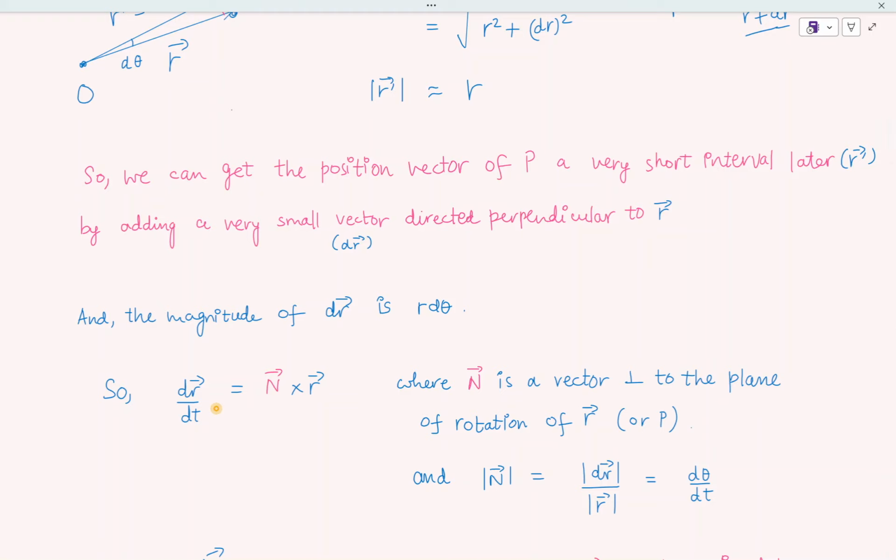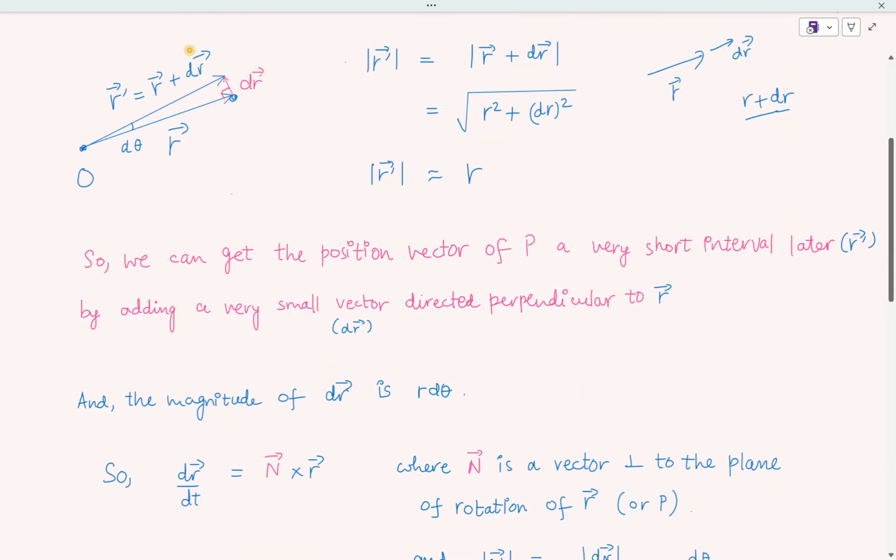The instantaneous velocity can be written as the cross product of a vector which is perpendicular to the plane of rotation of r. The plane in which we have drawn the figure, the plane of the paper or the screen, that plane is the plane of rotation of r. In this plane this vector rotates, or the point P rotates. So perpendicular to it, I take a vector n.